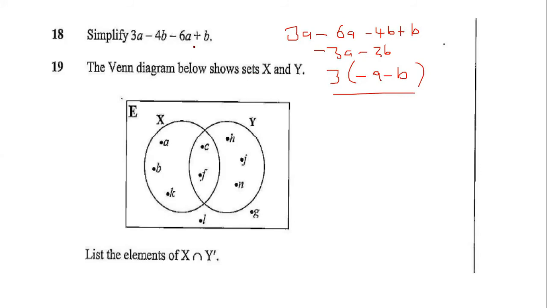All right. 19, the Venn diagram. Question 19 reads, the Venn diagram below shows sets x and y.